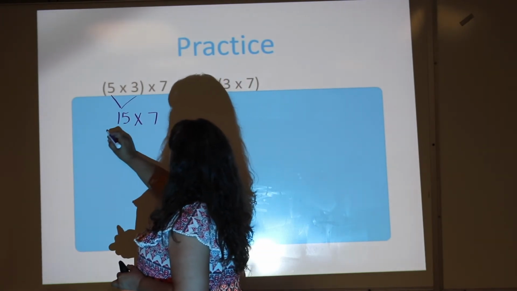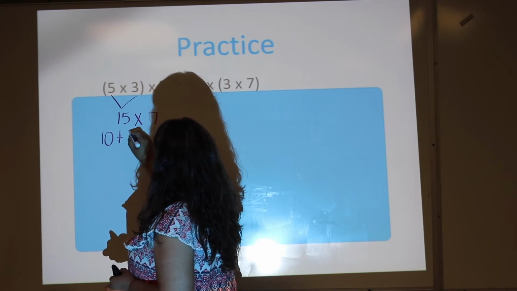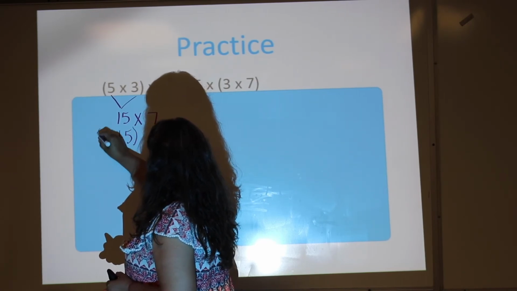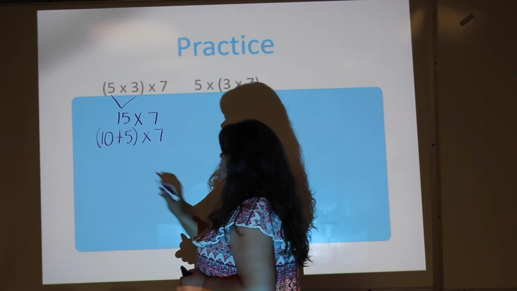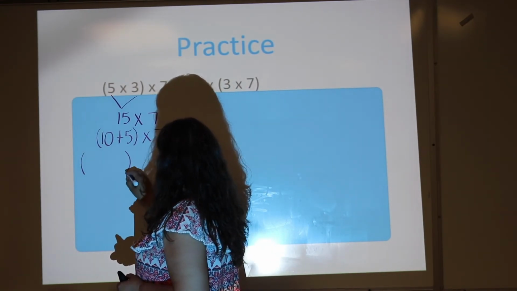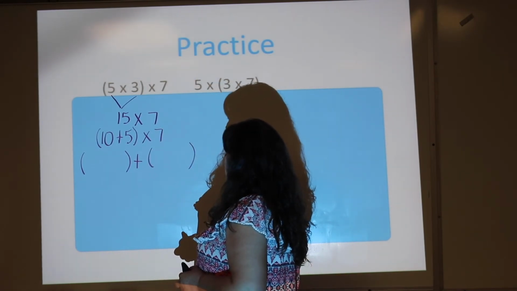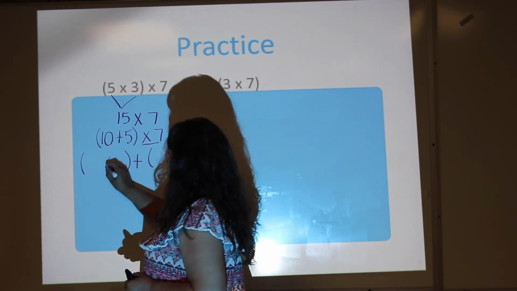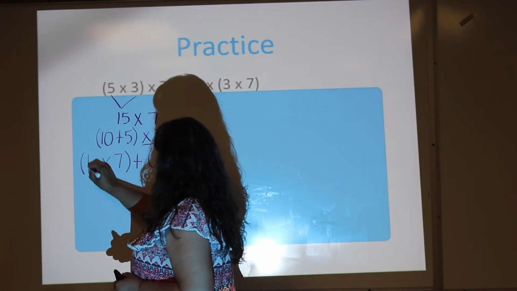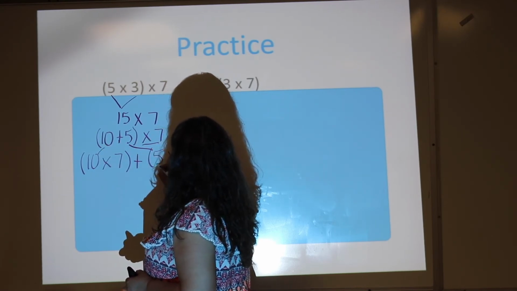I'm going to have to break that down into 10 plus 5, and then the times 7. So then I'll do my distributive property. I'm going to have 2 parentheses, 2 big sets, and a plus sign in the middle, times 7 inside on both sides. Bring my 10 over here and my 5 over here.